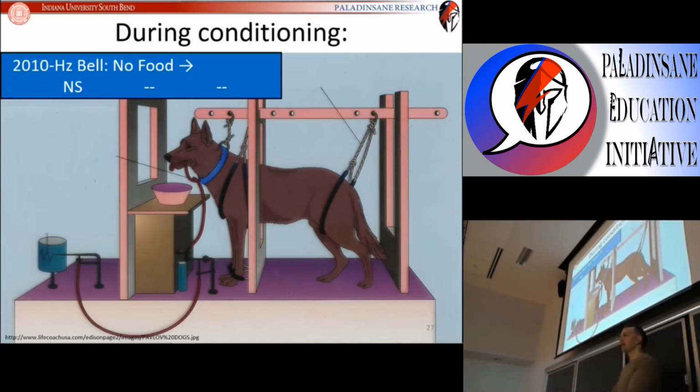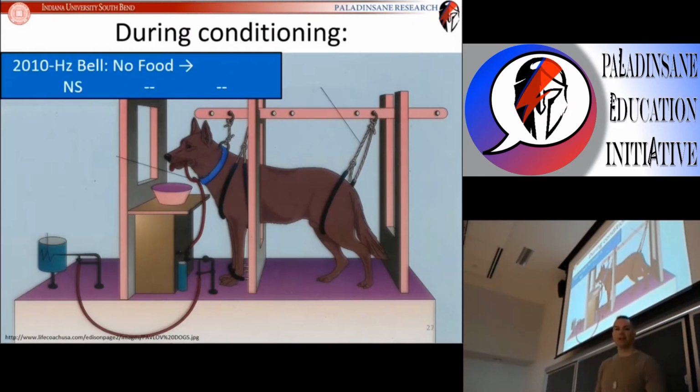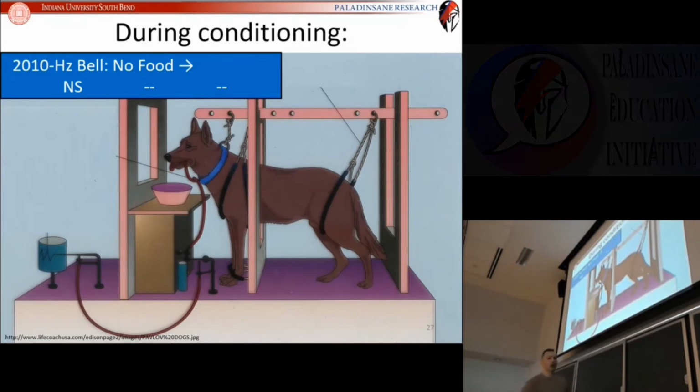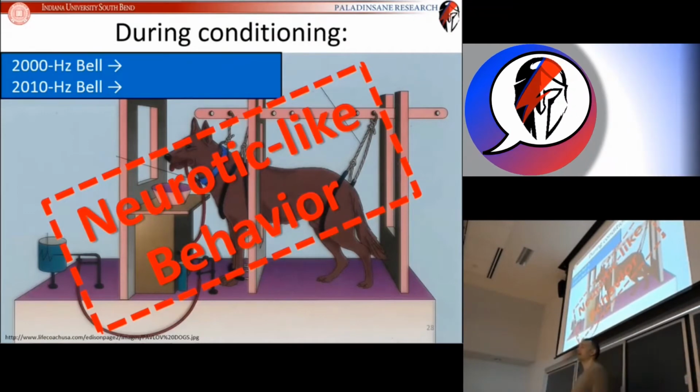So you repeatedly present the 2000 hertz bell. Ding, ding, ding. Here's some food, salivation. 2010 hertz bell. Ding, ding, ding. Here's no food, no salivation. 2000, ding, ding, ding. 2010, ding, ding, ding. And if you keep doing that, and much like all of us, you cannot tell the difference between the two bells, what happens is you do not get stimulus discrimination. What you get is neurotic-like behavior.